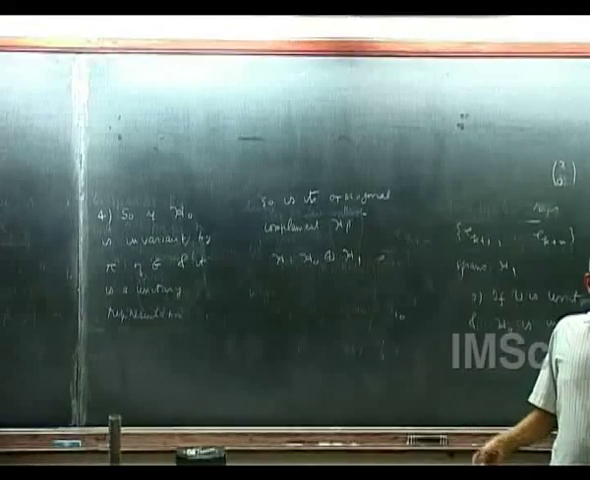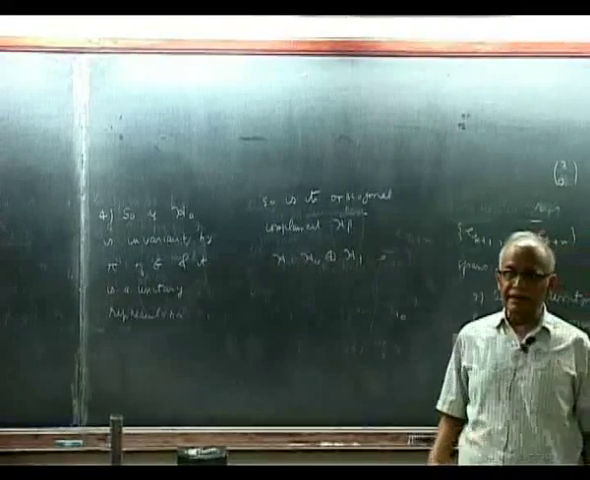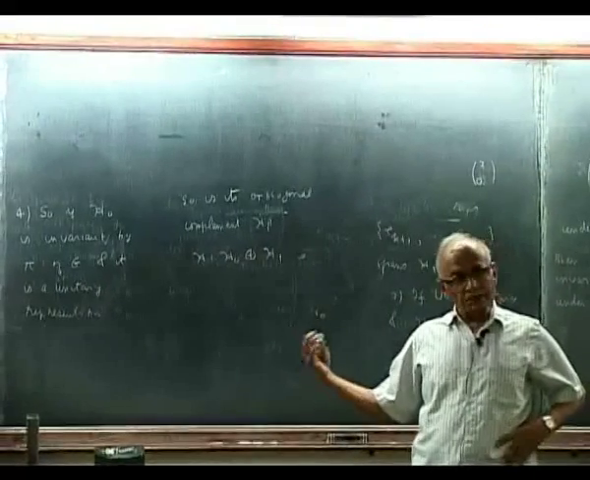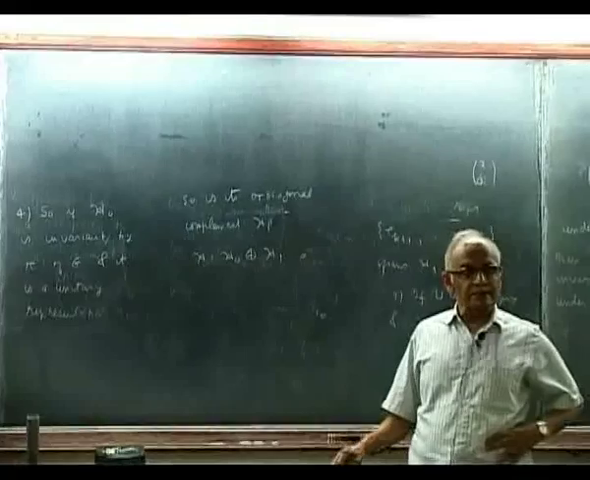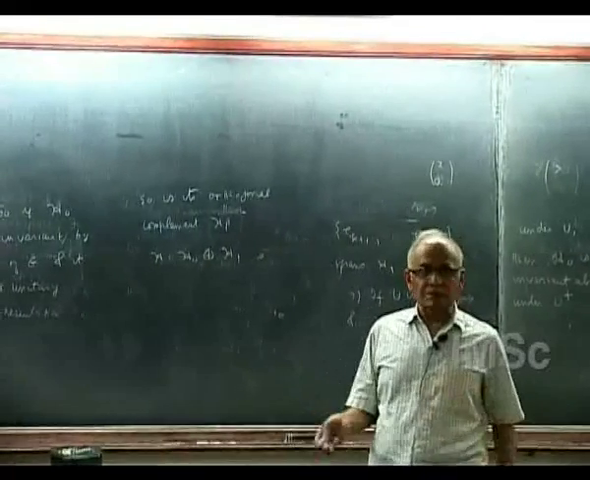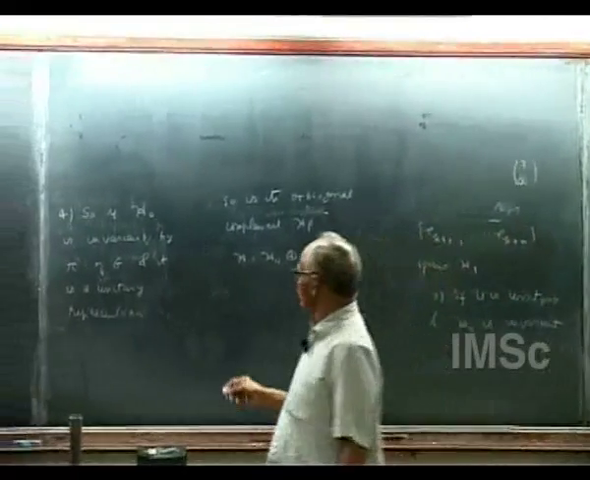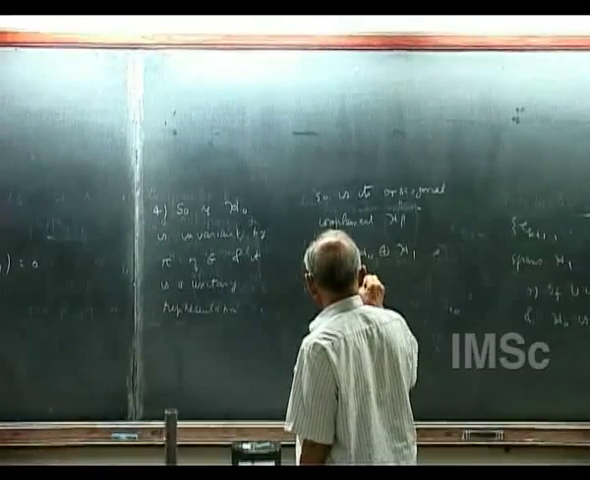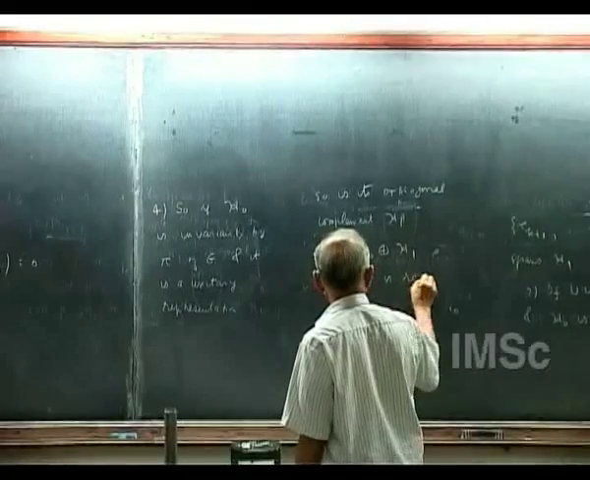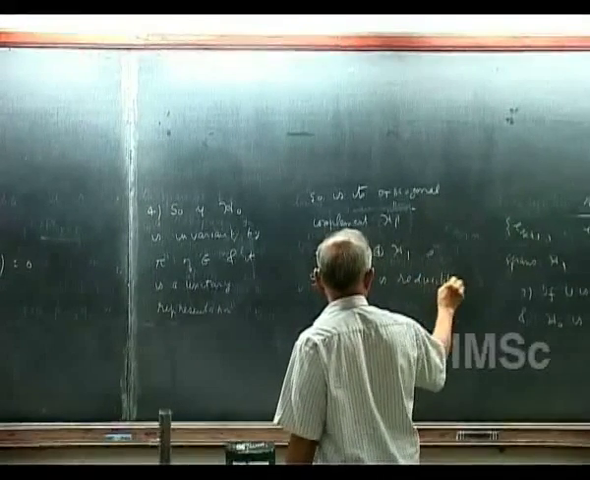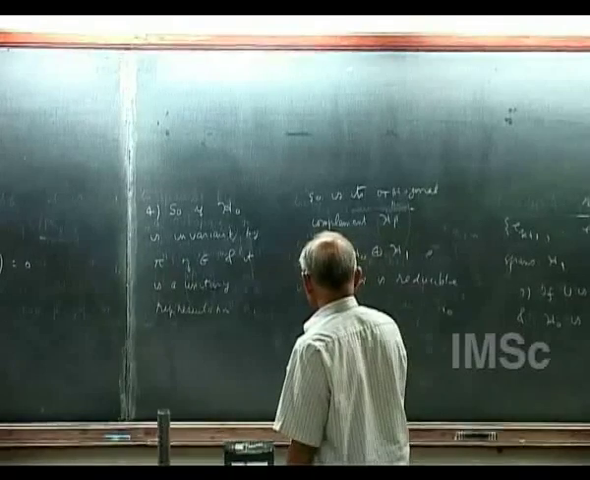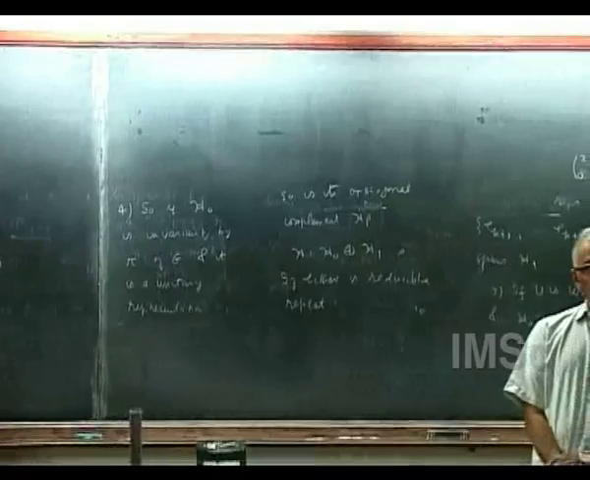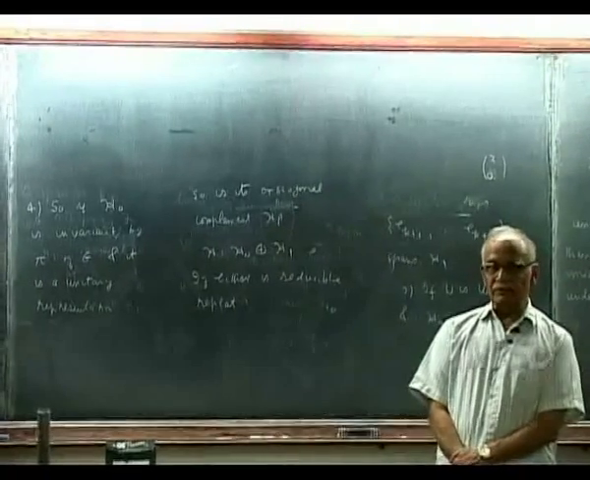Now, how will I do? Maybe both are irreducible, then I have nothing more to do. But if either of them is not irreducible, there is an invariant subspace, so you repeat the process. If either is reducible, repeat, until you have put the whole thing as a direct sum of irreducibles.